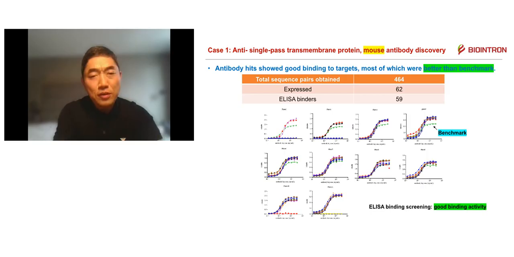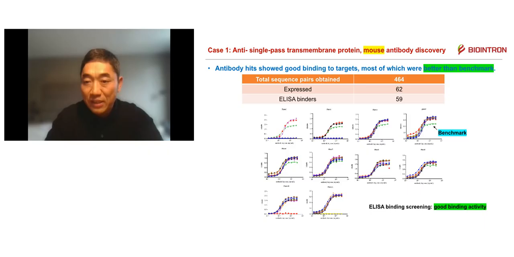So the first target is kind of routine. It's a single pass transmembrane protein. We used a mouse to raise this antibody. After B cell sorting and NGS, we finally got 446 paired sequences, and we chose 62 of them to express. And finally, we got 59 ELISA binders.